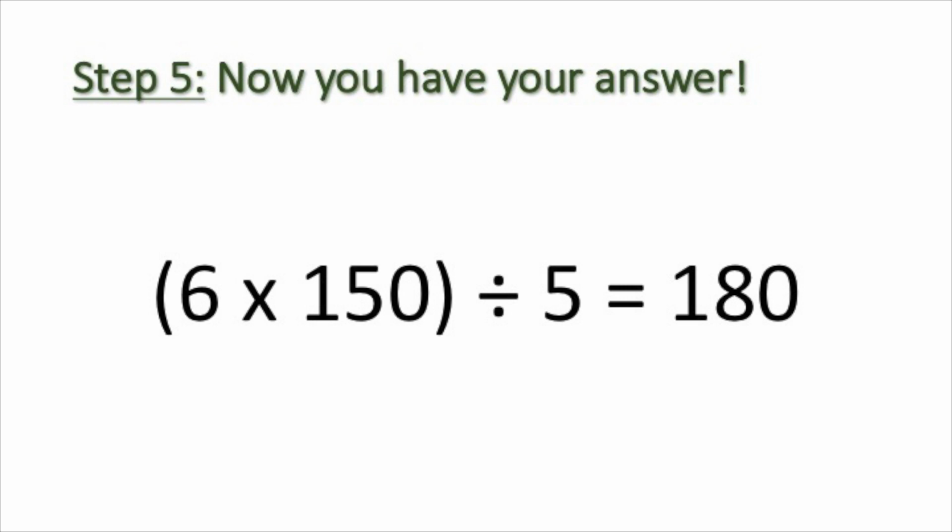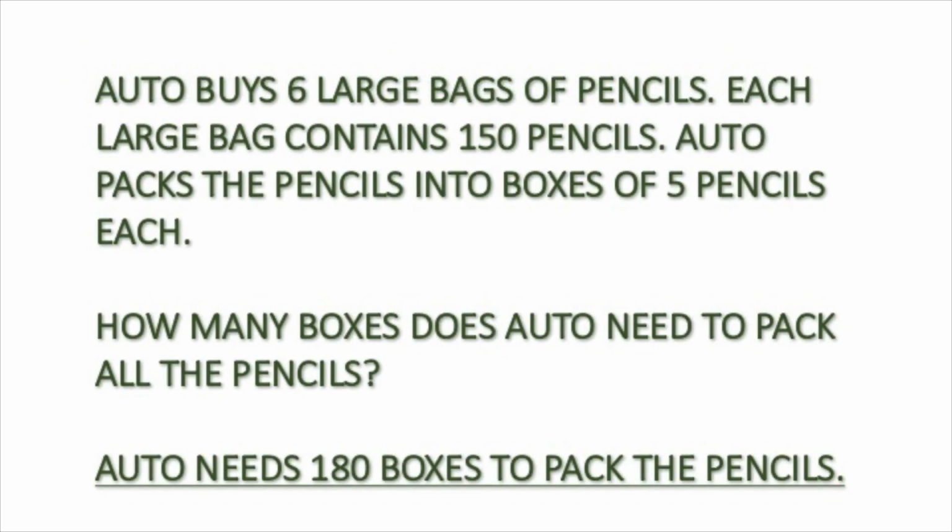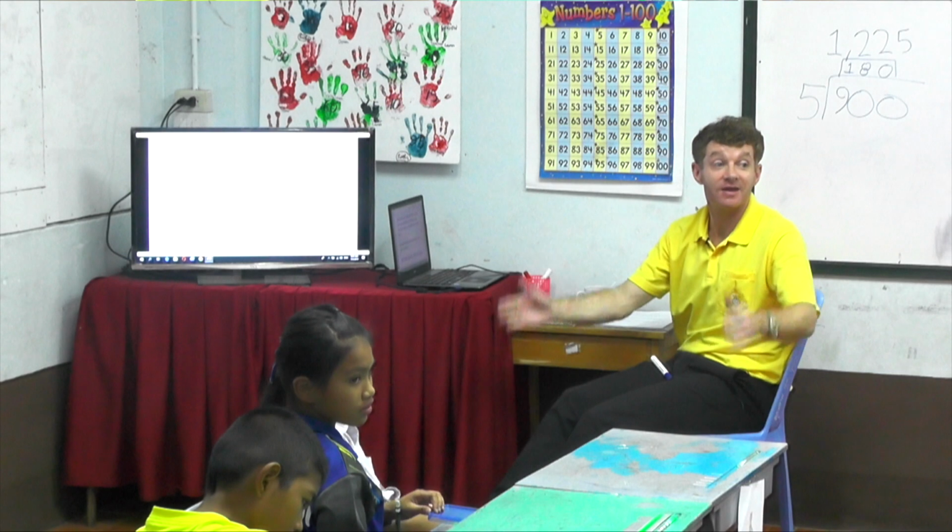We have 900 pencils. They need to go into boxes of 5. So how many boxes do we need? 180. So we can say the answer to our calculation, 6 times 150 divided by 5 equals 180. So, how many boxes does Otto need to pack all the pencils? Otto needs 180 boxes to pack the pencils. Excellent, guys. Very well done.